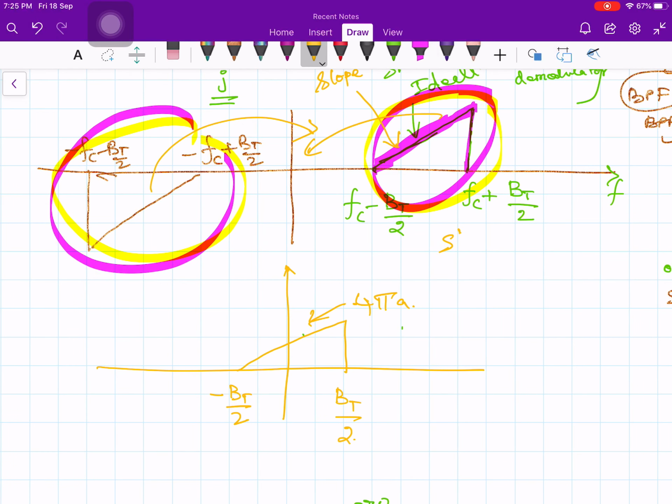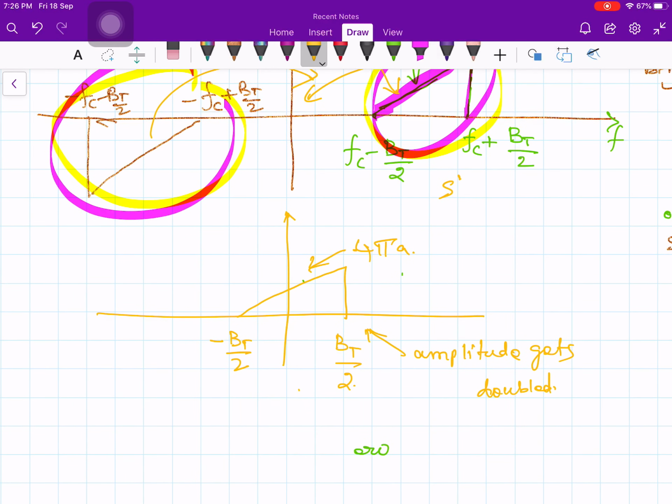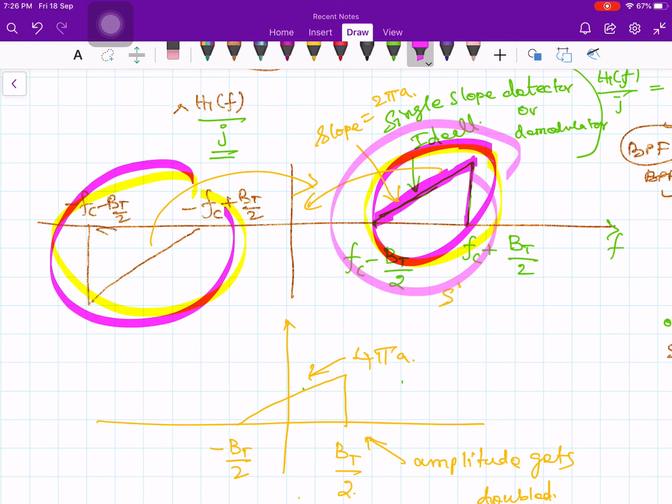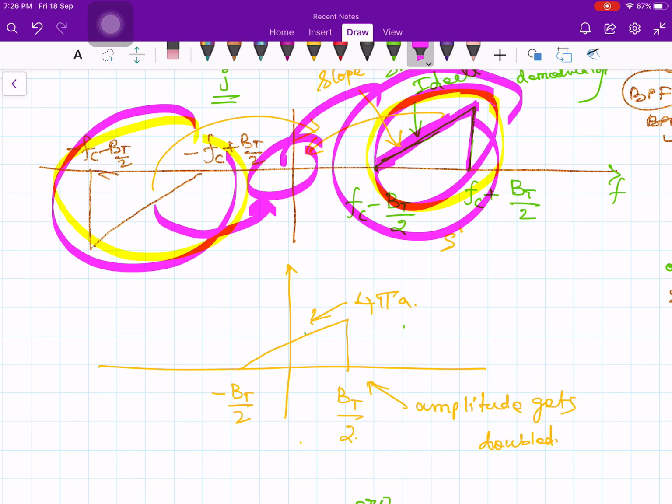Therefore the amplitude gets doubled in the baseband when you consider the complex envelope. When you consider the complex envelope, the amplitude gets doubled because one is coming from the positive frequency side, this one is coming to this portion, and this one is also coming over there. Therefore the amplitude will be doubled, so that is why your slope becomes 4 pi a now. I am going to use the complex envelope representation of both the FM signal as well as this filter.